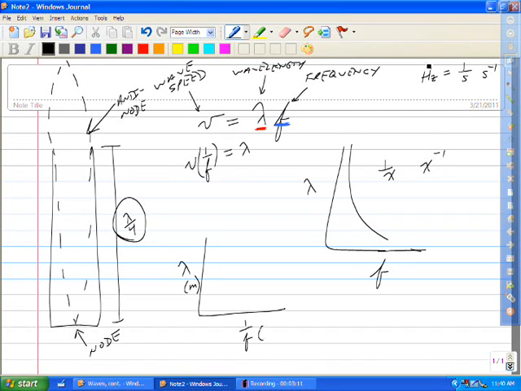So, if I do 1 over hertz, that's 1 over seconds, which is seconds. So the units on this axis are seconds.